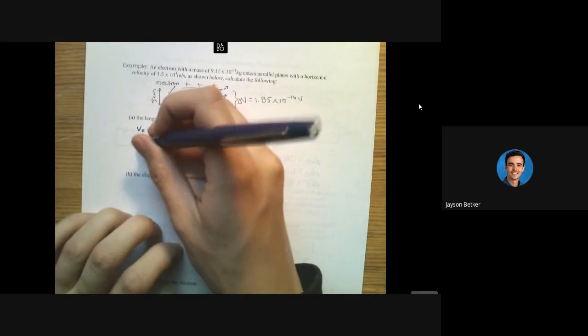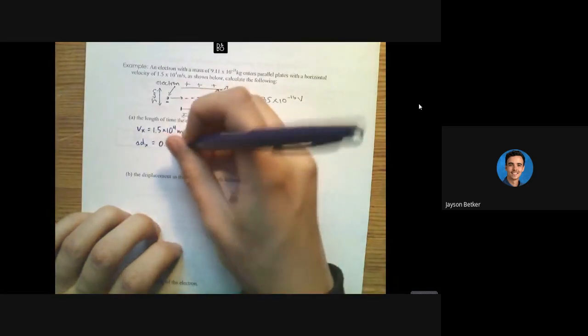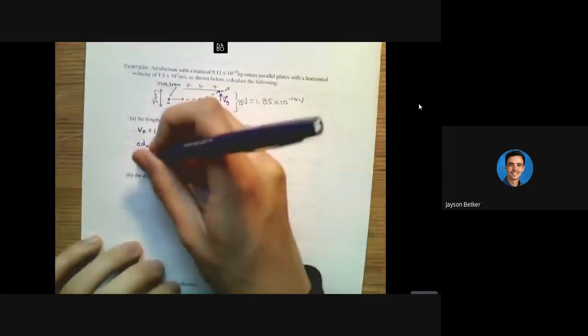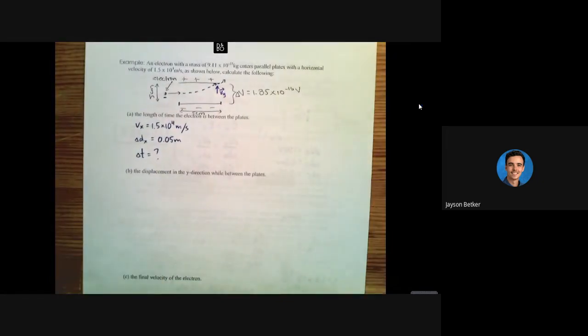So 5 centimeters, what is that? That's delta dx. And that's going to be 5 centimeters, which is how many meters? 0.05. And all we need to do is find delta t. Remember, t is always the same. T doesn't have an x or a y. T is just the same for both, kind of the connector.